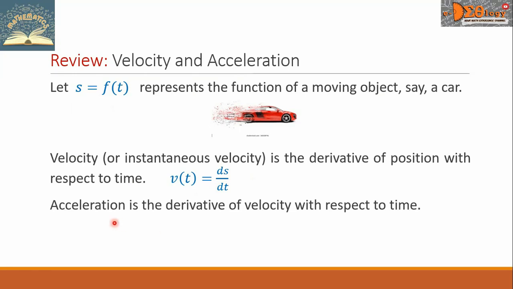Now, acceleration is the derivative of velocity with respect to time. So we write a of t, where a stands for acceleration, and this is equal to the derivative of this function. So we write dv over dt. Or we say that this is the second derivative of the function s equals f of t.